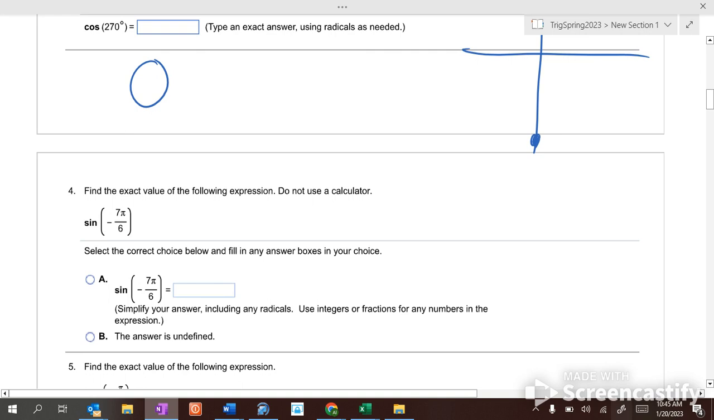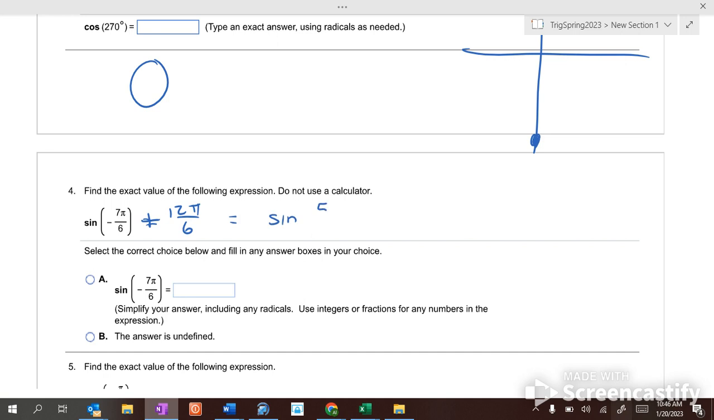Sine of negative 7 pi over 6. Uh-oh. We have to use what we've learned earlier: coterminal angles. Coterminal angles are how far apart in radians? 2 pi. So 2 pi is what over 6? 12 pi over 6. So what we're going to do is add 12 pi over 6 to negative 7 pi over 6.